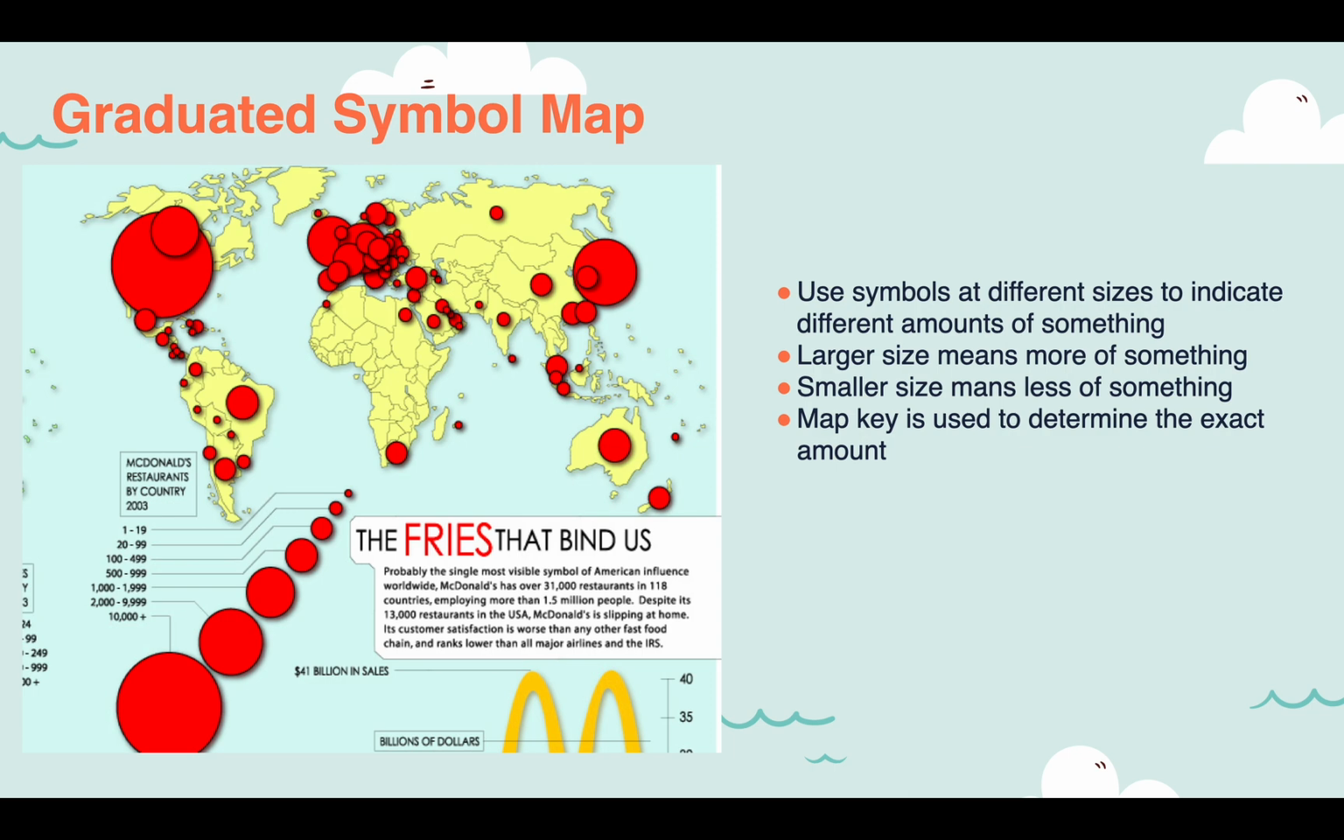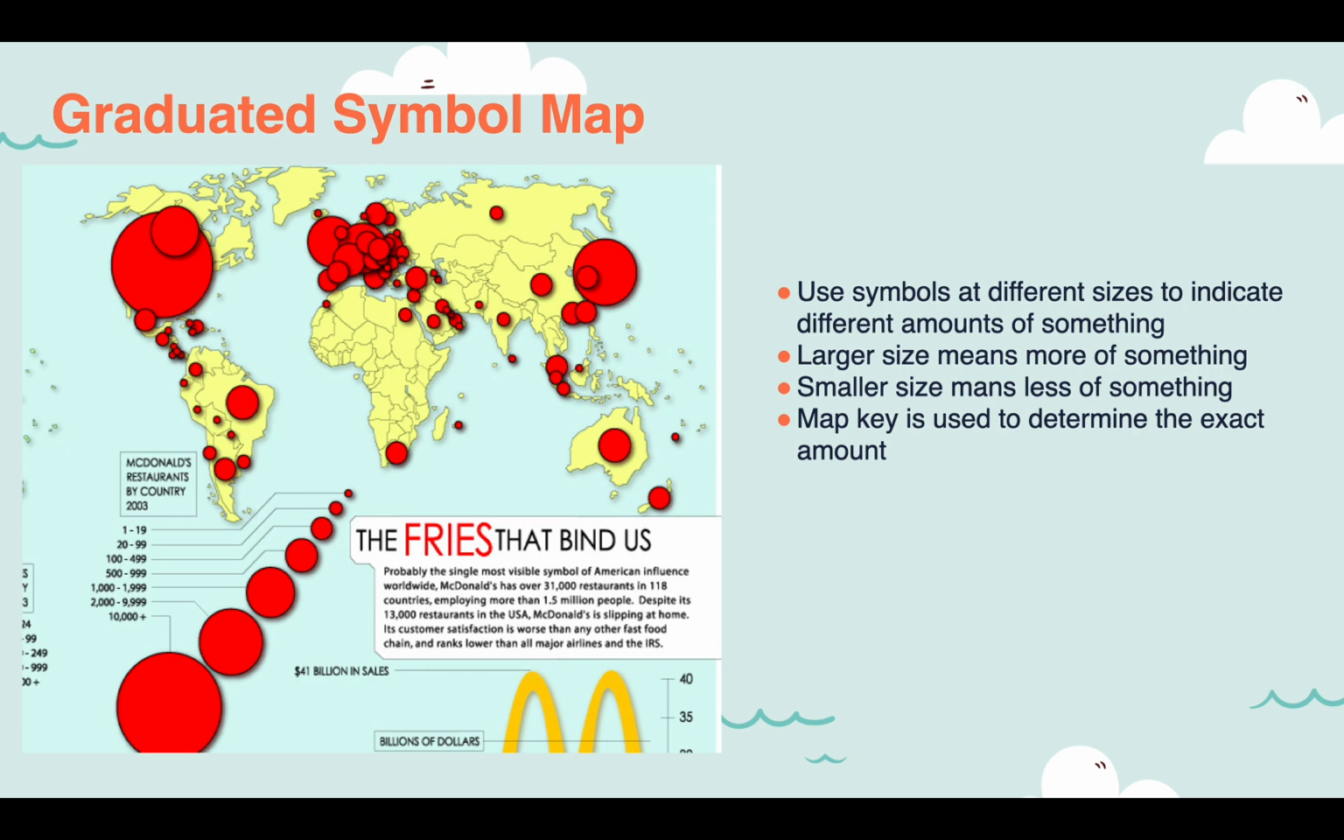If you go to the graduated symbol map, this map does a really, really good job at showing which countries have the most McDonald's on our planet. The United States, by far, has the most. You can't see it, but the really big dot on the right side of the map is covering Japan, and then it makes sense that there's no dots in Africa because most of the countries in Africa don't have McDonald's.